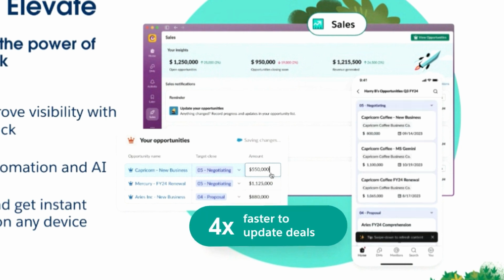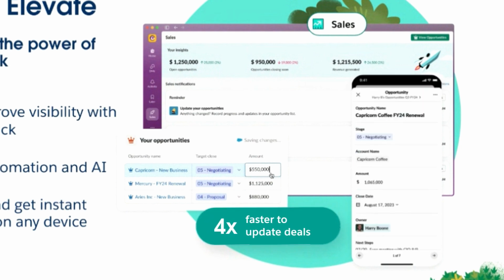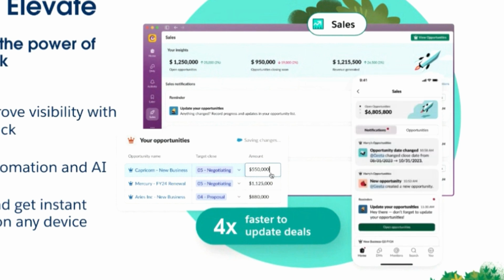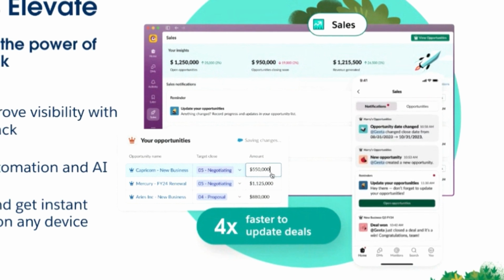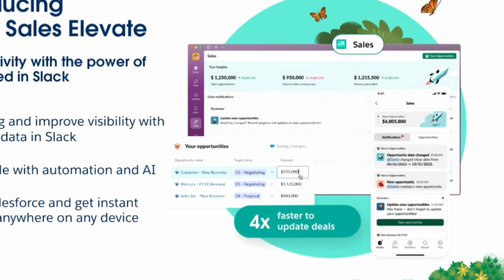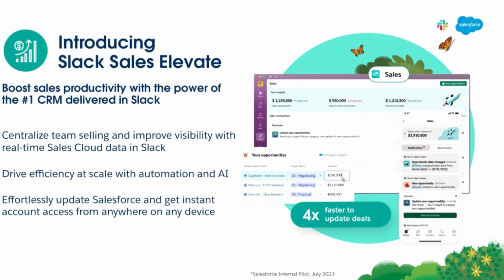Why does this matter, you may ask? Internal research reveals a 4 times faster deal update rate with Slack Sales Elevate, eliminating the need for tool switching and providing sales leaders with confident, real-time business forecasts. Elevate simplifies pipeline management for swift sales success. Let's see what this looks like in practice.